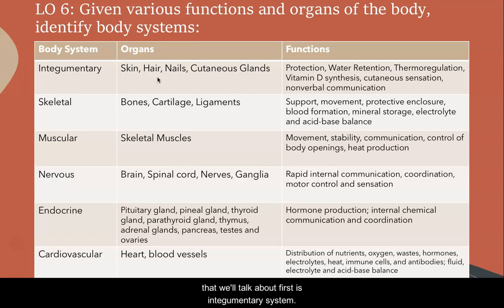So the body system that we'll talk about first is the integumentary system. You would think of organs of that: the skin, the hair, the nails, the cutaneous glands, right? Those cutaneous glands are found in the skin as well. Functions: to protect you, water retention, thermoregulation, vitamin D synthesis. Okay, I won't go through all of it, but this is just stuff that you should write down.